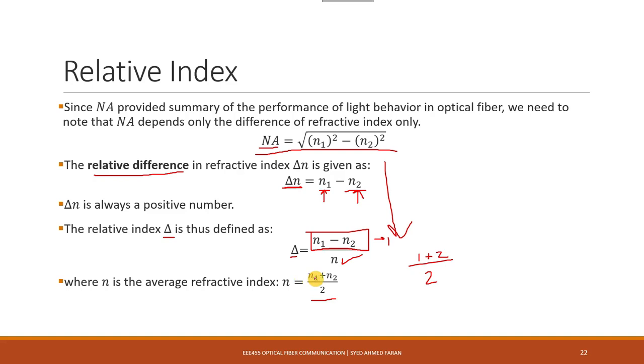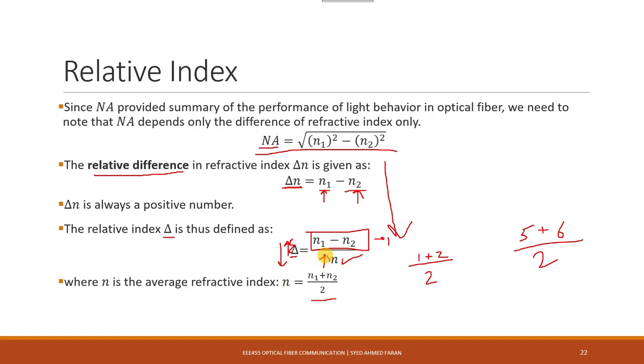Similarly, if n1 was say 5 and n2 was say 6, which is again a difference of only 1, the average value would be 5.5. In both cases the difference was equal to 1, but since the average refractive index is changing, the relative index is decreasing, because the value of n is increasing. Also, I've assumed that n1 is 1, n2 is 2, or n1 is 5 and n2 is 6. These are not true values because n1 is always greater than n2. So this was just an example.